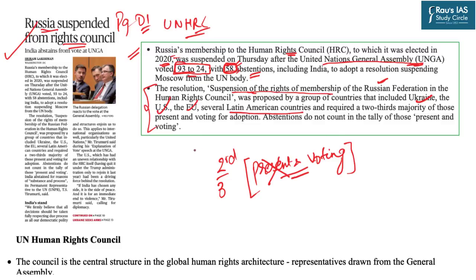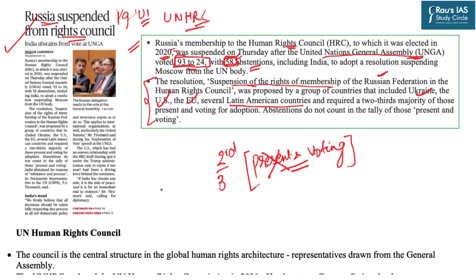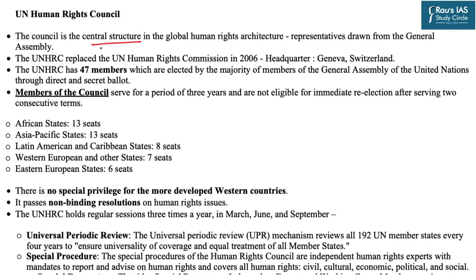So in this regard, from the UPSC preliminary examination perspective, you must be aware of certain key facts regarding the Human Rights Council. The Council is the central structure in the global human rights architecture, and it replaced the Human Rights Commission in 2006. The important key fact is that this council is headquartered in Geneva, in Switzerland.